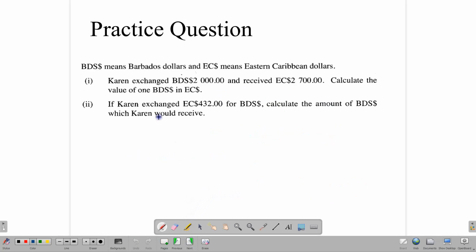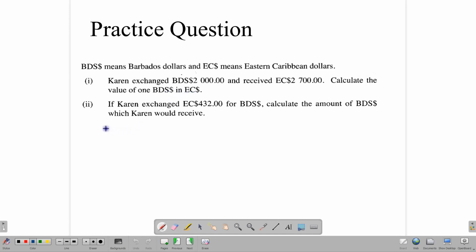Second question, BDS dollars means Barbados dollars, and EC, we remember, Eastern Caribbean dollars. So Karen exchanged 2,000 Barbados dollars and received $2,700 EC. We have to calculate the rate of 1 Barbados dollar in EC dollars. So notice that we're not given the exchange rate here. We're just told that she exchanged this and this is what she got. So let's find how much 1 Barbadian dollar is worth in terms of EC.